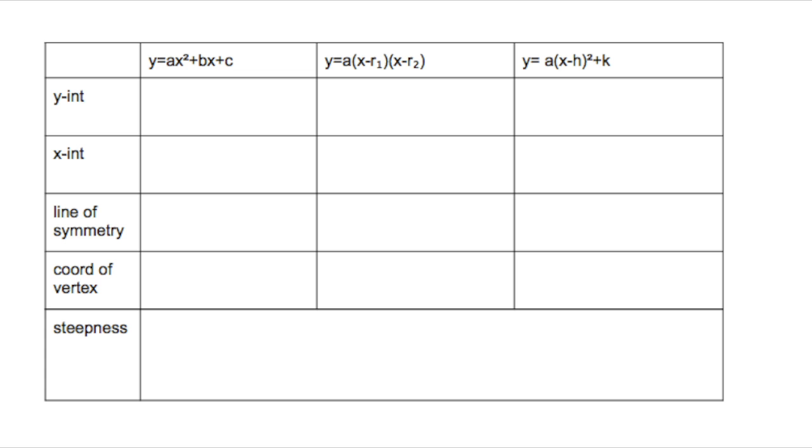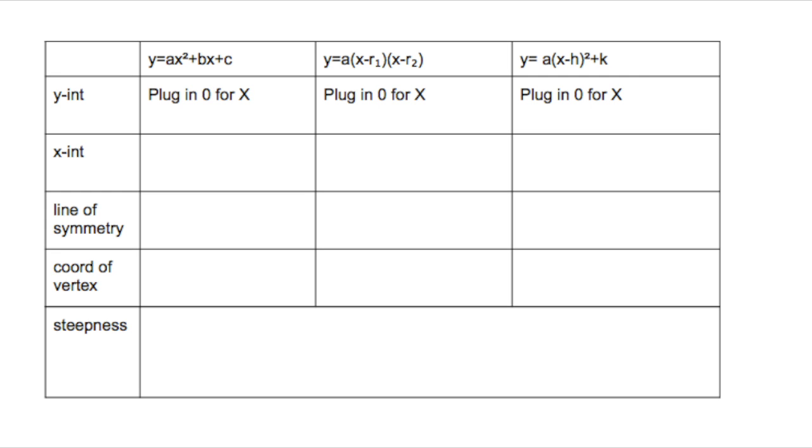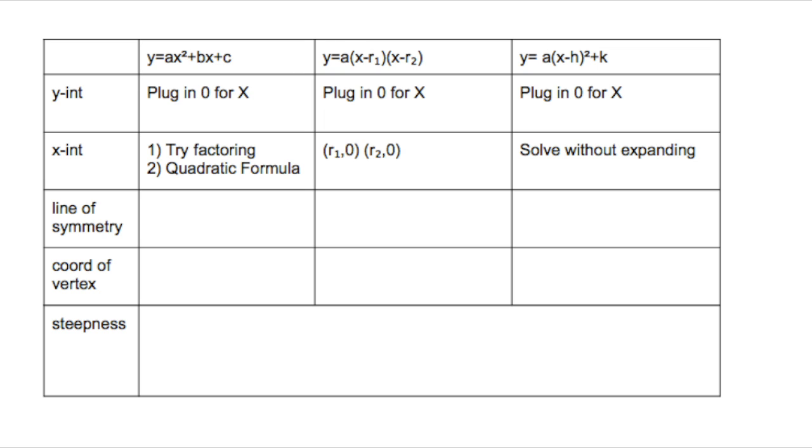There are three types of equations where we will show you how to find each of the items in the rows using special formulas. In all those three equations, to find the y-intercept you can plug in 0 for x. To find the x-intercept, you can either try factoring it or use the quadratic formula for the first equation. On the second equation, you can simply plug in the inverse of the number. As you can see, r is a negative number, but for the x-intercept, you have to change it to a positive number. The last one you can simply solve without expanding.